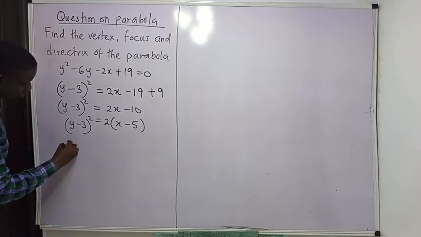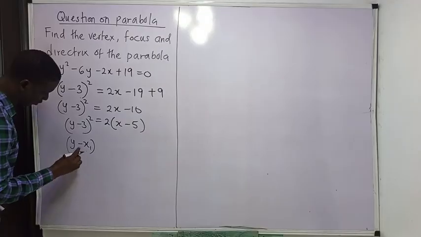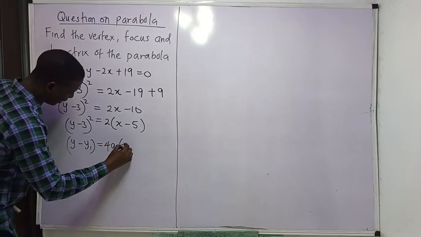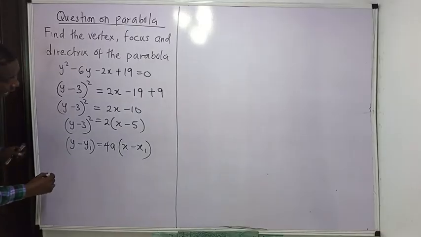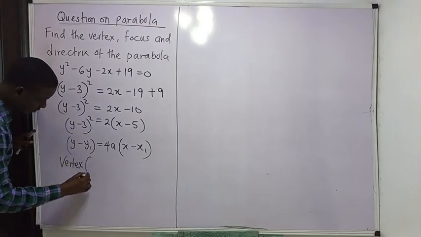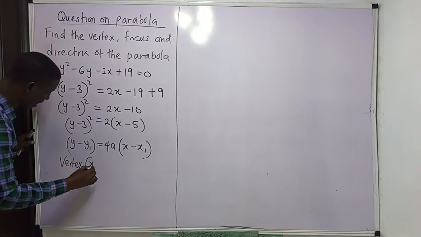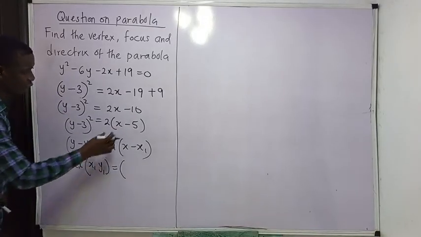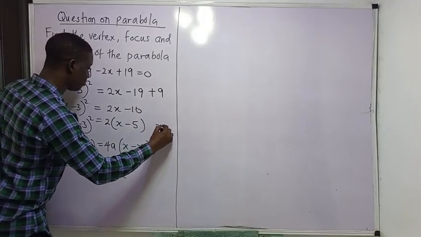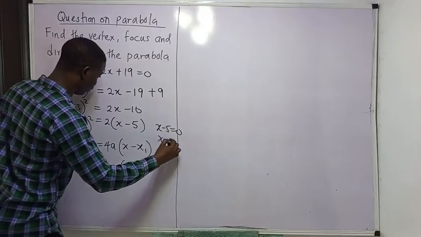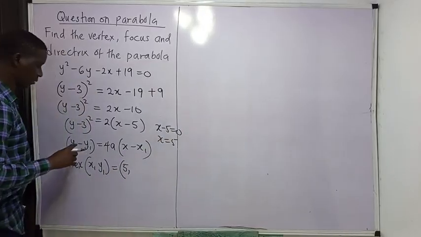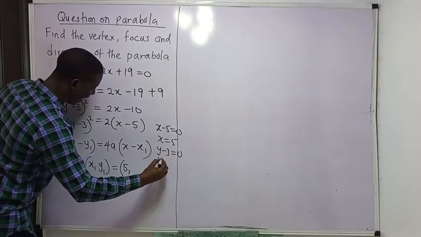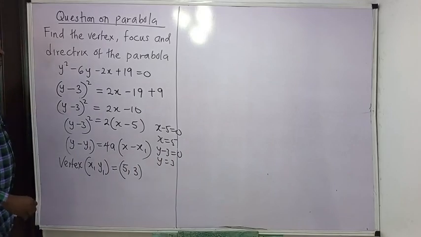If you compare this equation with the standard equation, y minus y1 all squared equals 4a multiplied by x minus x1, you are going to see our vertex x1, y1. What is our x1? x1 can be calculated by equating this one to be equal to 0. So x minus 5 equals 0, that means x equals 5. Equate this one with y minus 3 equals 0, so y equals 3. So that is our vertex.